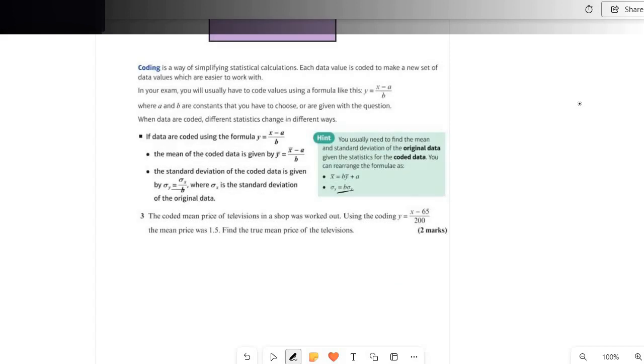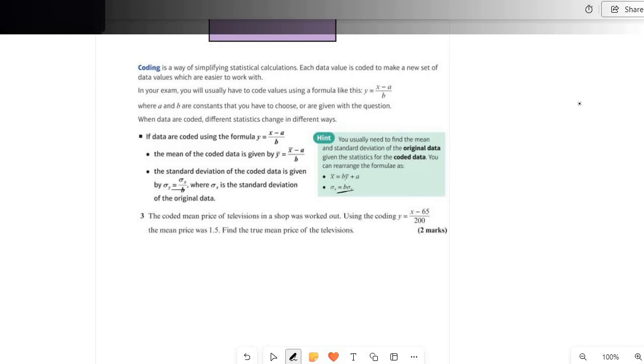For number 3, the coded mean price of televisions in a shop was worked out. Using the coding y equals (x minus 65) divided by 200, the mean price was 1.5. Find the true mean price of the televisions.